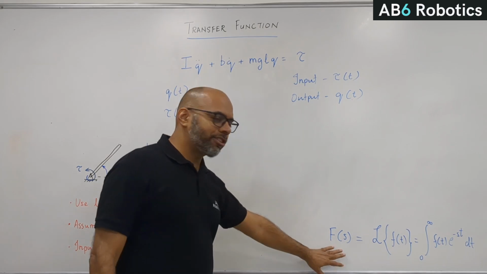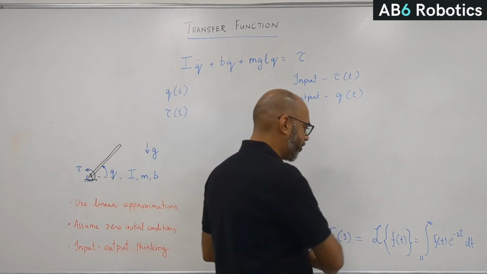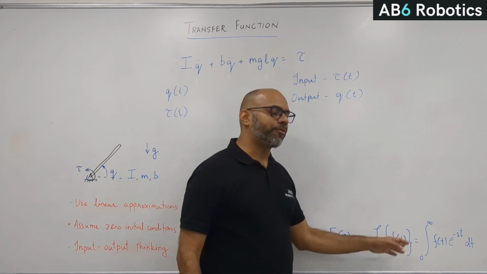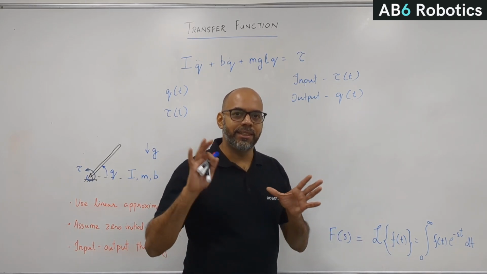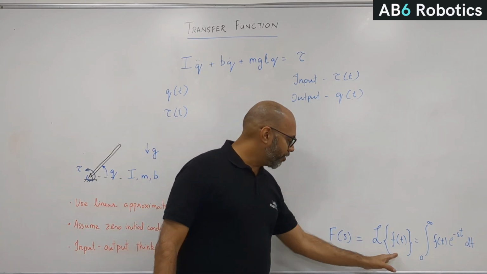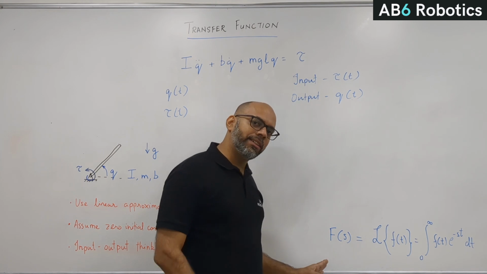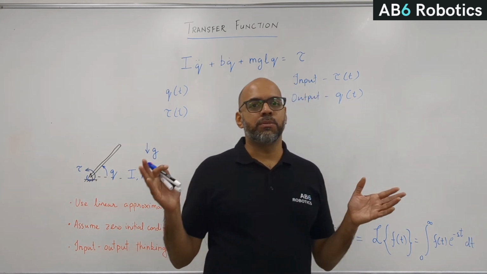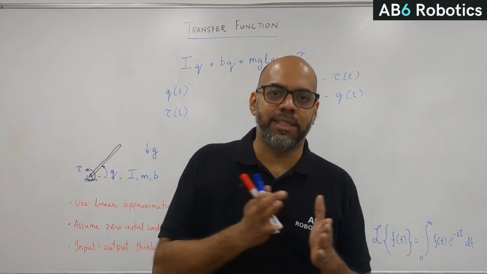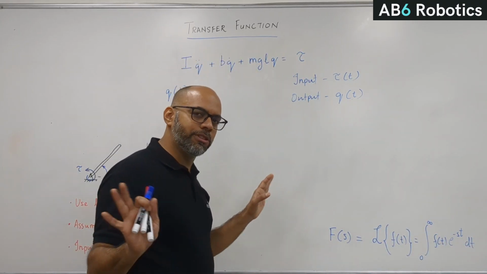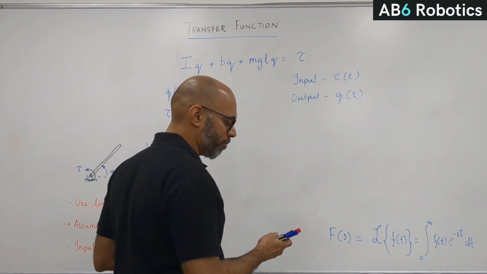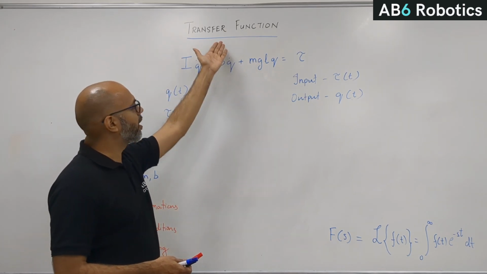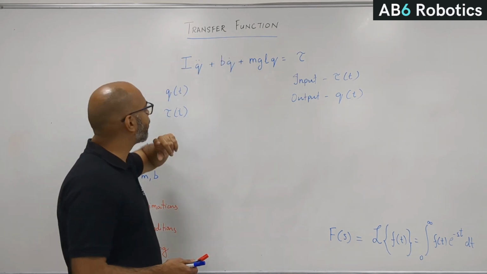Okay, long story short, all you need to remember from here is you can take the Laplace transform of any signal that changes with time, and you get the representation of that in terms of a different variable s, which captures more of the frequencies in the signal. Loosely speaking, that's all you need to know at the moment. Now how does this help us here, and how does that lead to a transfer function?